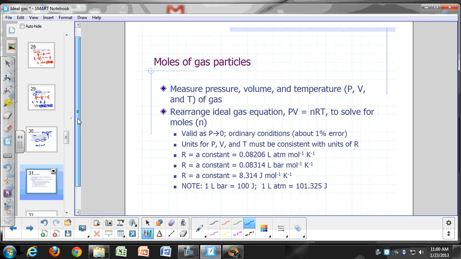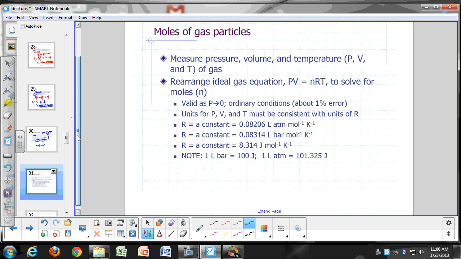So if you measure the pressure, volume, and temperature of a gas, you can use the ideal gas equation to solve for the number of moles of gas particles. It doesn't matter whether they're molecules or atoms. They're going to be counted the same way. And like I said, PV equals nRT is only valid at low pressures. Under ordinary conditions, if we use this equation, we expect to be in error by about 1%.